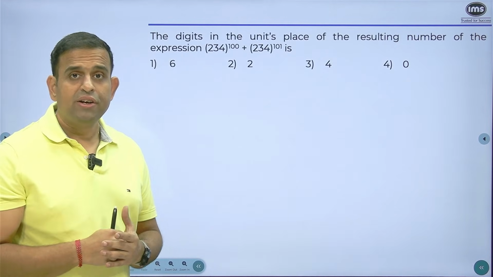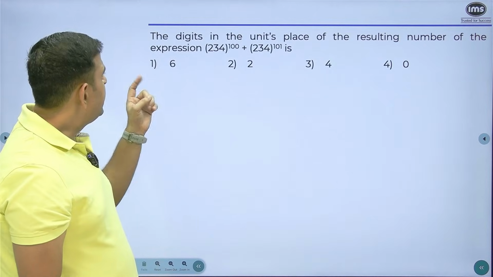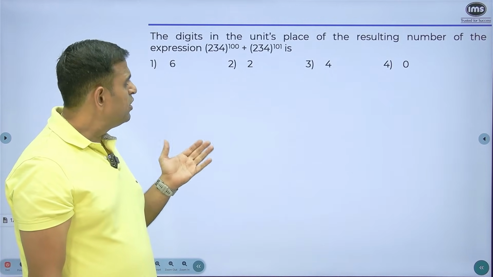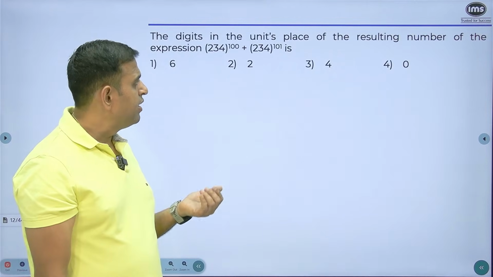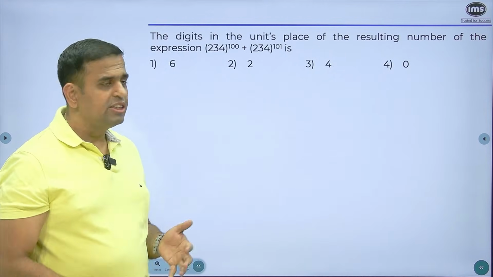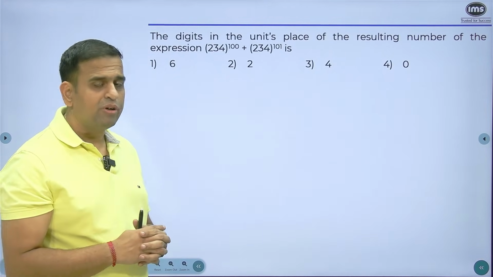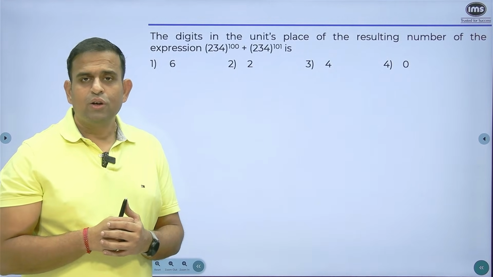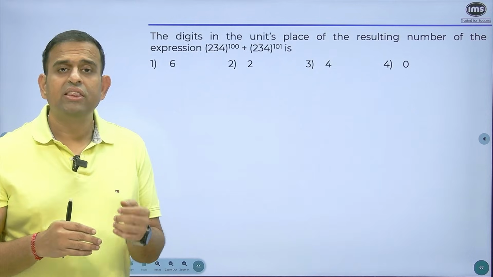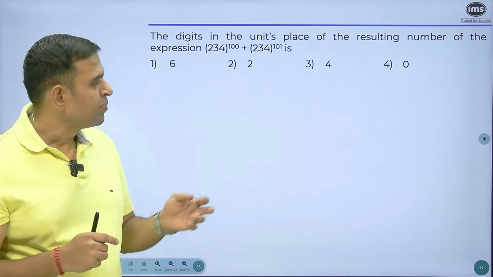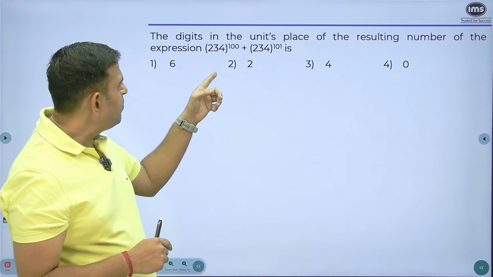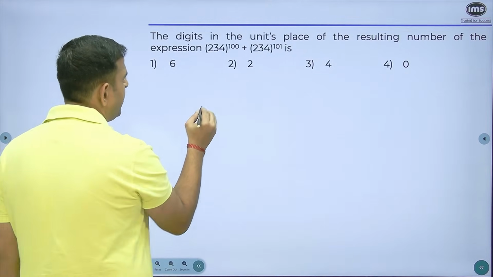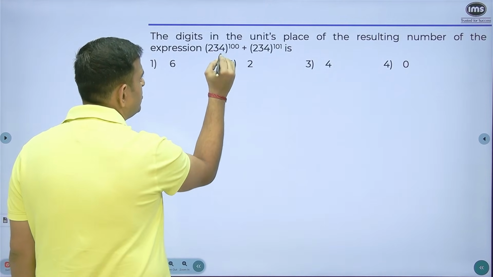If I look at the next sum on number system, it says: the digit in the unit place of the resulting number of the expression 234 raised to 100 plus 234 raised to, let's say, 101 will be how much? So again, it's a very straightforward problem. In this context, we should know about the cyclicity, and that too for the number 4. Before that, the unit place of 234 raised to 100 will depend on the unit digit of this number 4.